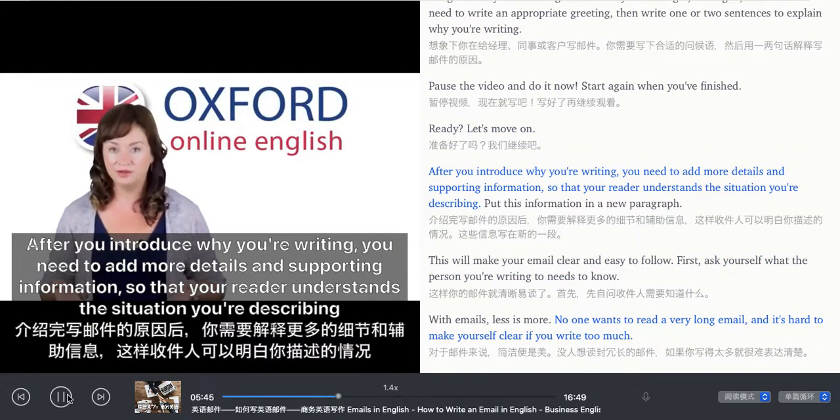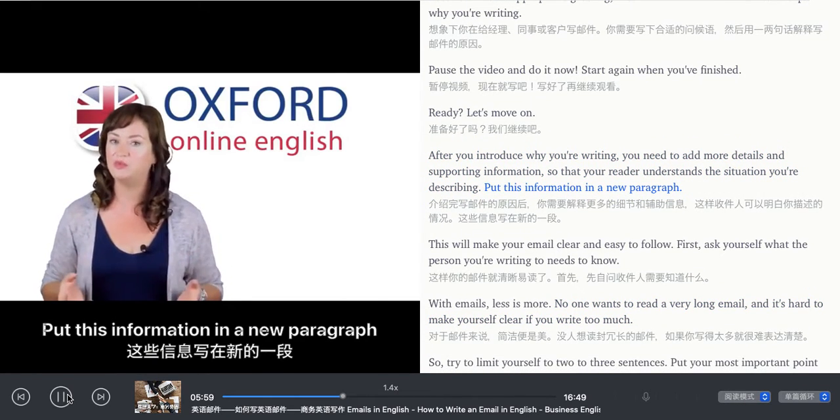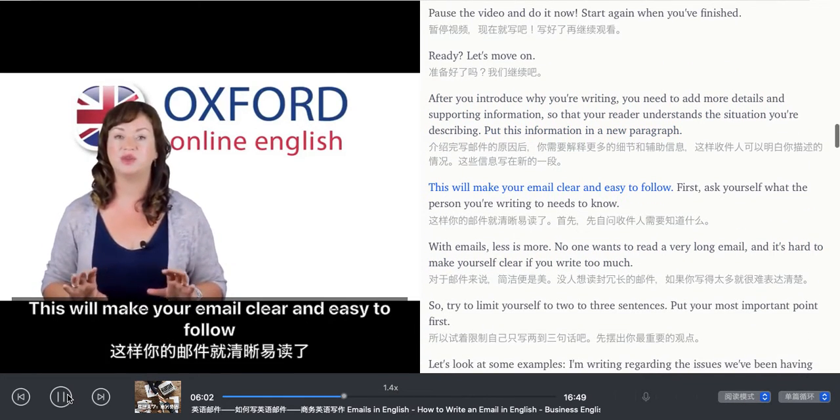After you introduce why you're writing, you need to add more details and supporting information so that your reader understands the situation you're describing. Put this information in a new paragraph. This will make your email clear and easy to follow.